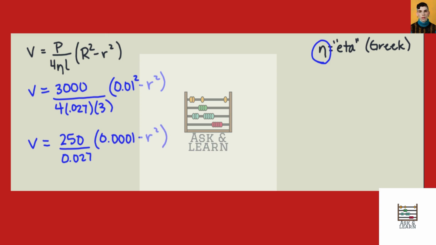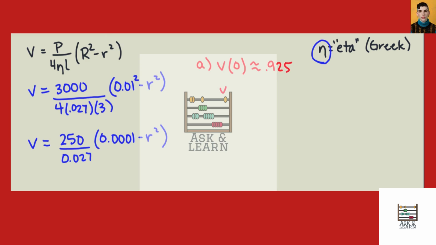Okay, so for part A, what we're going to do is find the velocity of the blood at various points in the blood vessel. At r equals 0, which would be smack dab in the middle, not close to the walls at all, but right through the middle. And that's going to be approximately 0.925.